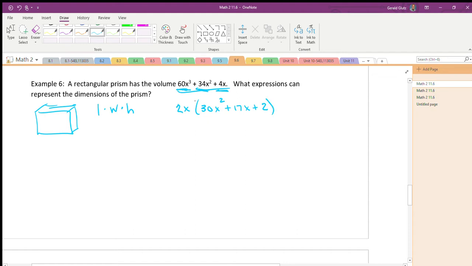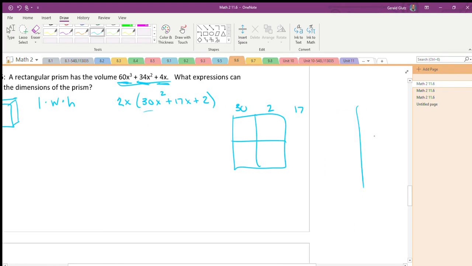So now I'm going to try to factor what's inside of the parentheses. So that's when I use my box. A is 30, B is 17, C is 2. So I need two numbers that multiply to equal 30. If you want, you could make a factor tree. So 1 times 30, 3 times 10, 5 times 6. The only two numbers that I know that multiply to equal 2 are 2 and 1. And again, since these are both pluses, I know all these numbers are going to be positive.